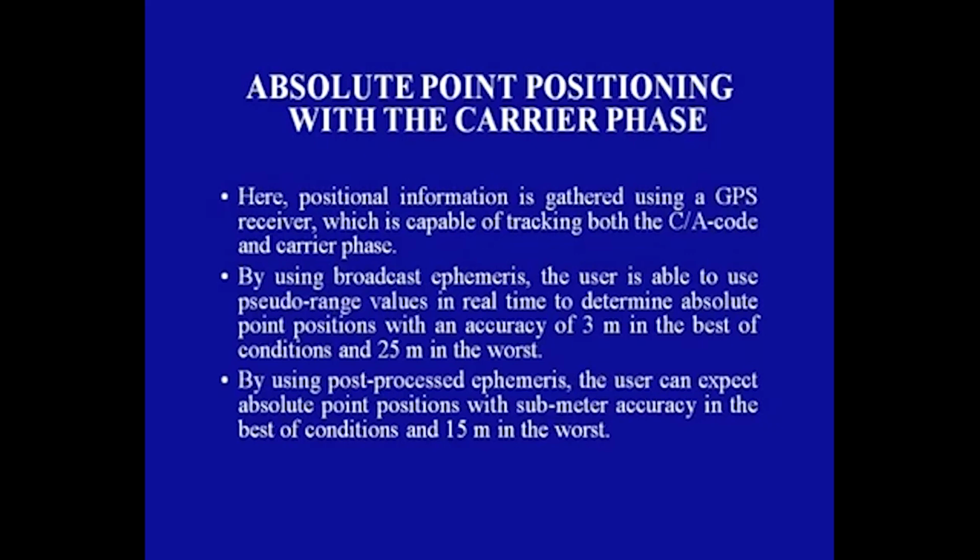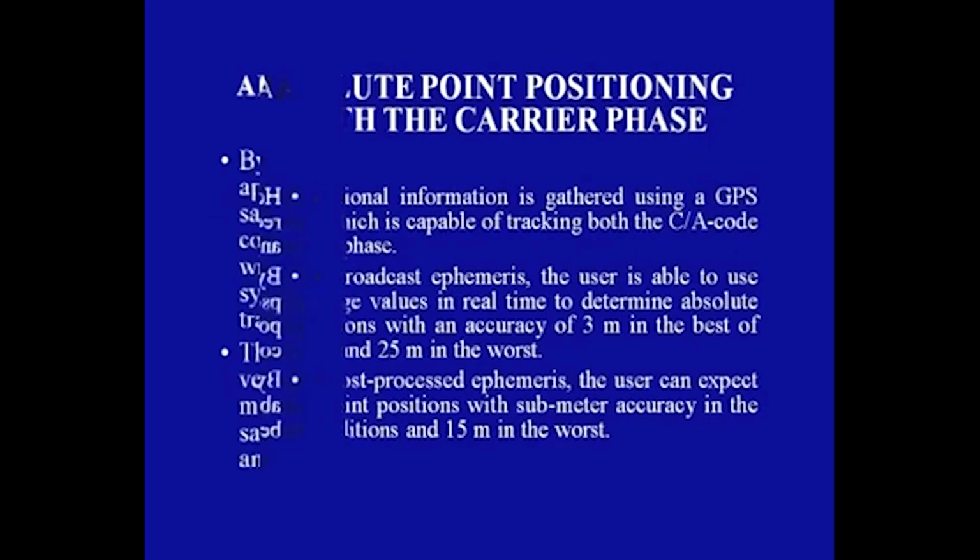By using broadcast ephemeris, the user is able to use pseudo range values in real time to determine absolute point positions with an accuracy of 3 meters in the best of the conditions and 25 meters in the worst of the conditions. By using post processing techniques wherein the precise ephemeris data may be used, the user can expect absolute point positions with sub-meter accuracy in the best of the conditions and about 15 meters in the worst condition.